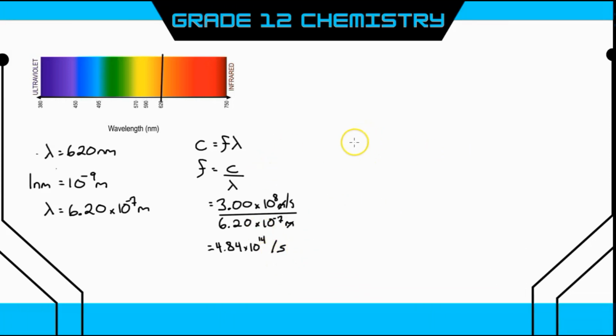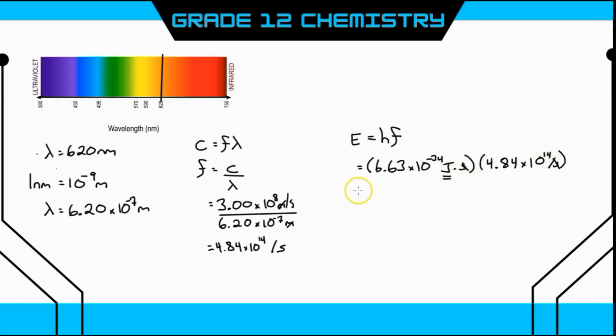All right, now that we have frequency, we can figure out the energy of that photon. So the energy of the photon is going to be equal to Planck's constant times the frequency. So we have Planck's constant as 6.63 times 10 to the minus 34 joule seconds, times that frequency, 4.84 times 10 to the 14 per second. So you can see our per seconds are going to cancel. We get units of energy, which is joules. And we get an energy of 3.21 times 10 to the minus 19 joules. So that's how we do our calculations.